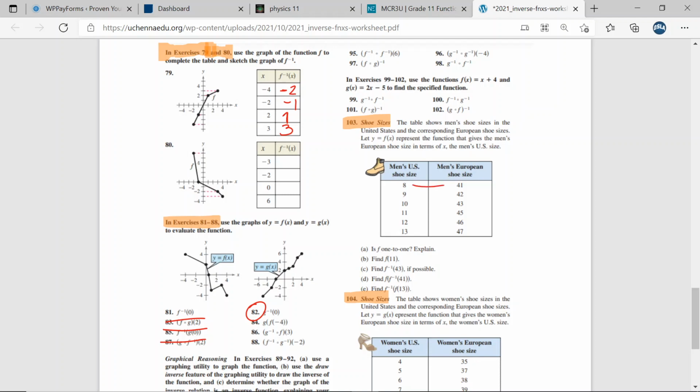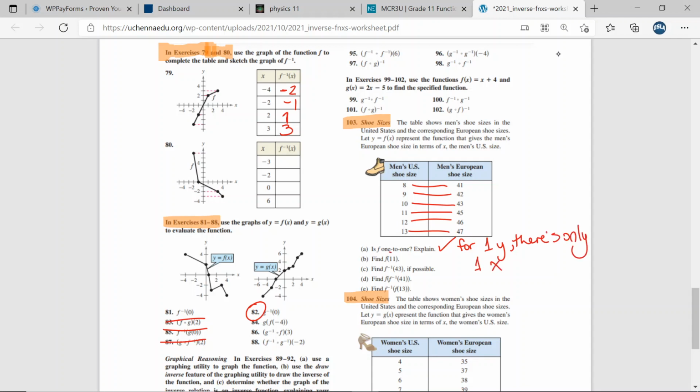Okay, so what does 1 to 1 mean? Well, I have an x and a y, and nothing repeats, right? Remember, a 1 to 1 means for every x, there's a single y. For a single y, there's only a single x. And here, that's true. So yeah, it is 1 to 1. For one y, there's only one x. That's the explanation.